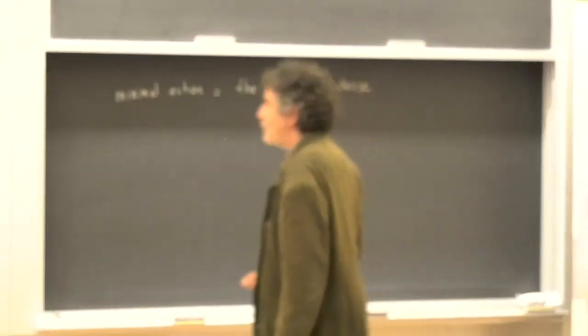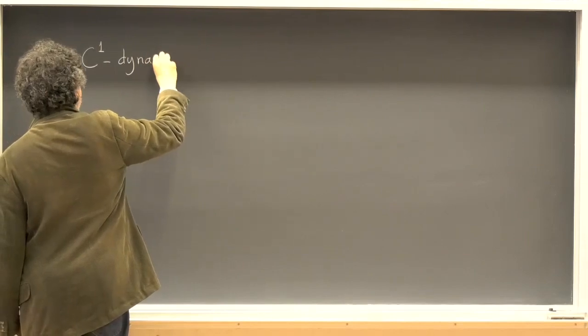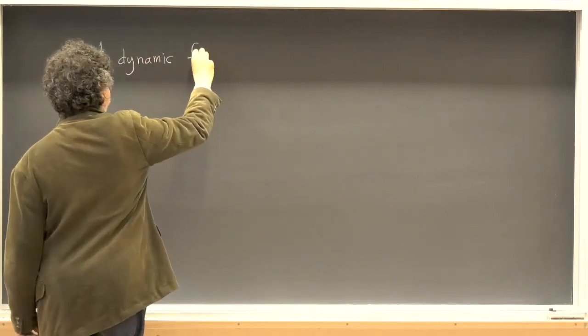I would like now to define some smooth dynamic, which is indeed some C1 dynamic. It's not exactly smooth, it's C1 dynamic for M.